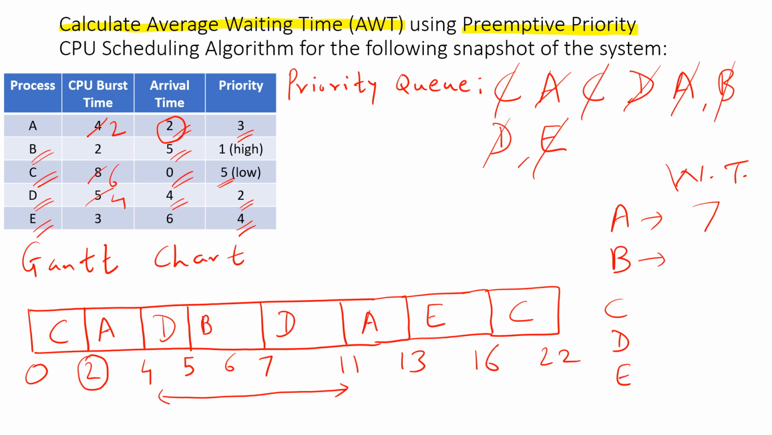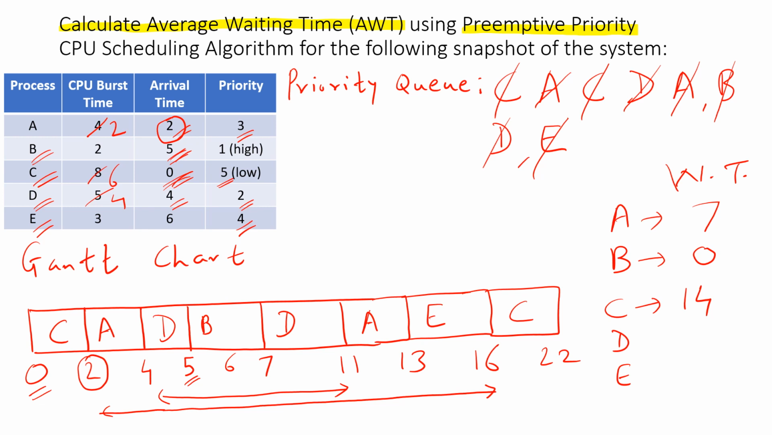Look at B. B came at 5, right? B came at 5, got CPU at 5 and finished. So wait time is 0. C came at 0, got CPU at 0, but didn't finish. From 2 to 16 it was waiting. So the wait time is 14, 2 to 16.